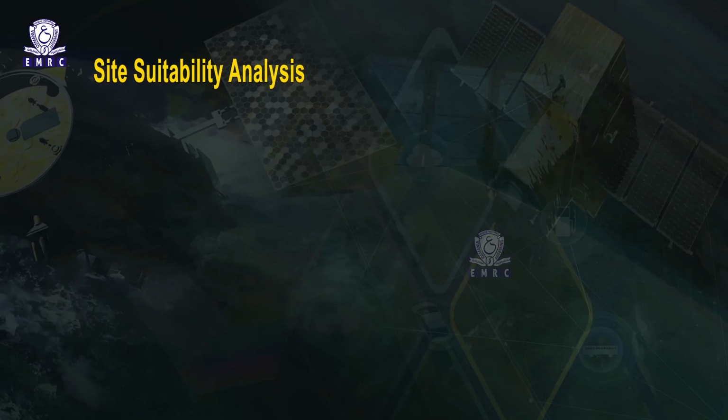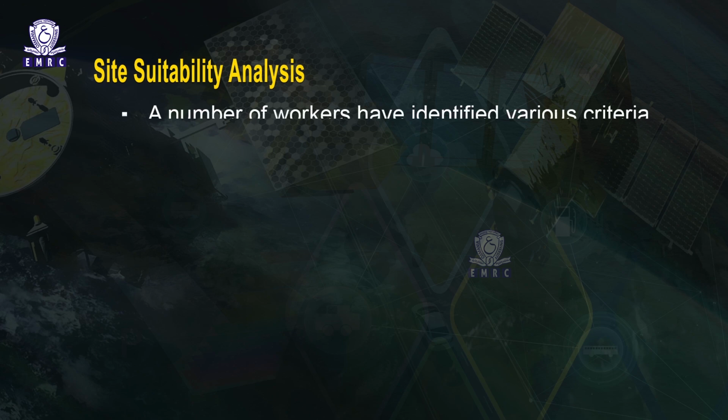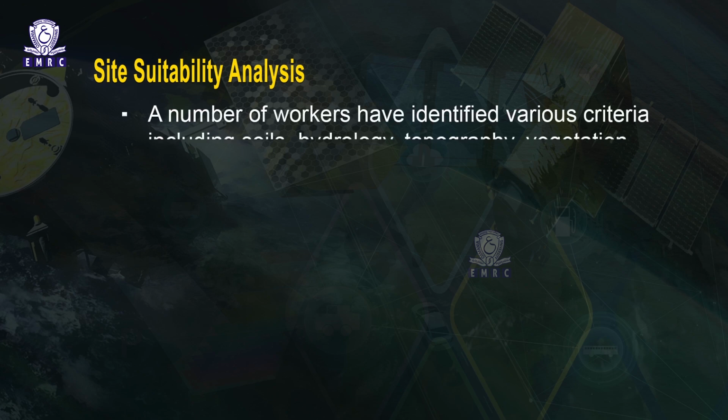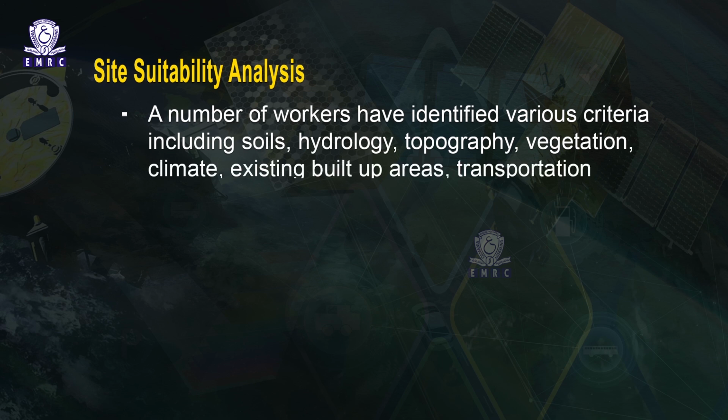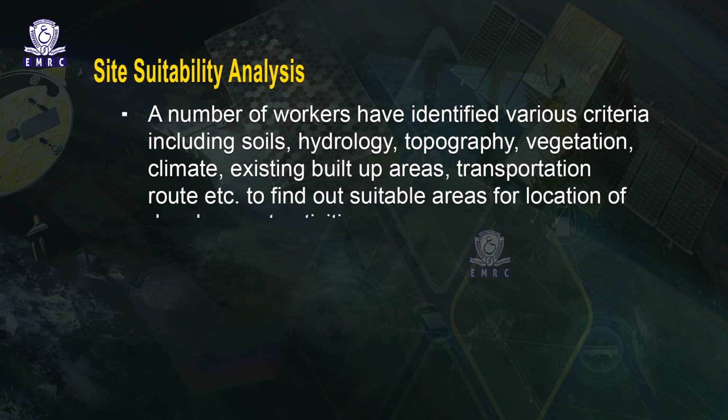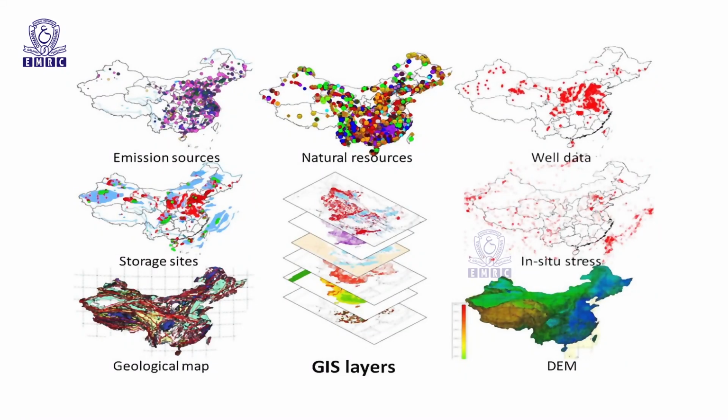Site suitability analysis. A number of workers have identified various criteria including soils, hydrology, topography, vegetation, climate, existing built-up areas, transportation routes, etc. to find suitable areas for location of development activities. The most common technique for suitability analysis is the weighted suitability method. The weighted suitability is more complex.